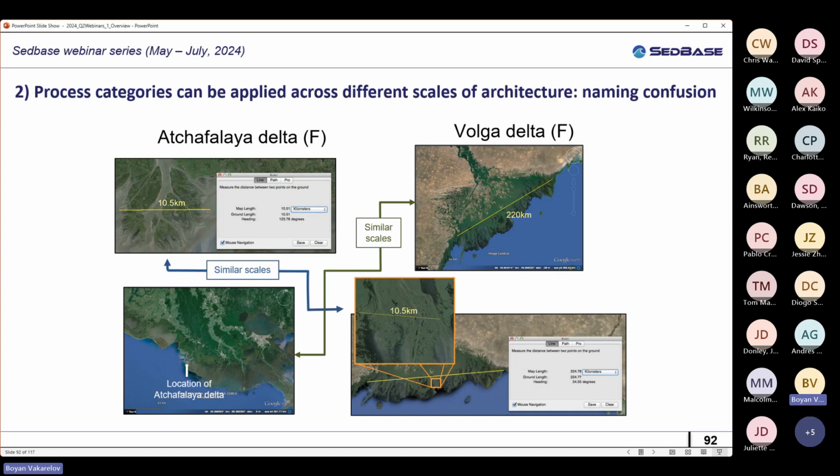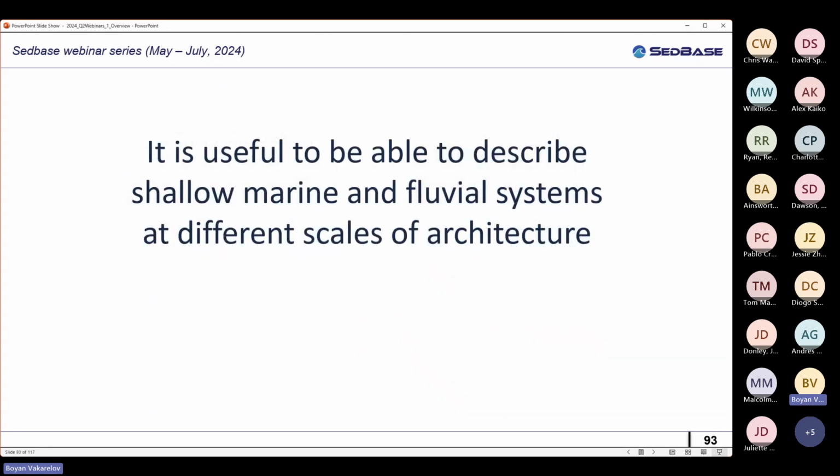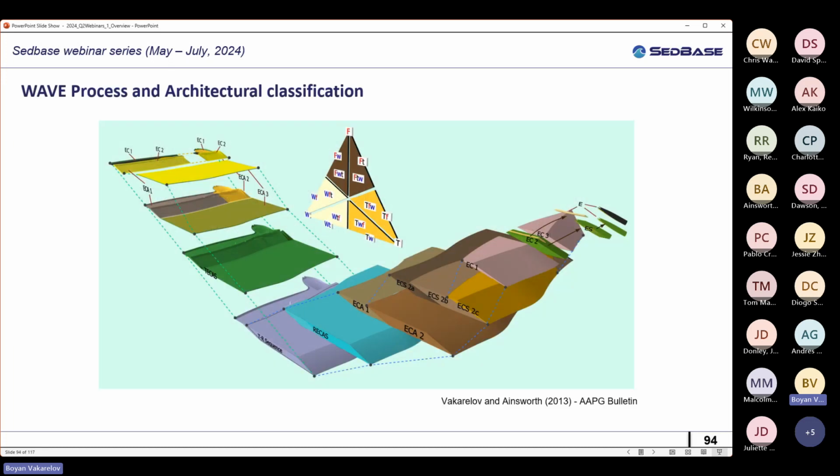So again, a second problem. First of all, processes can change across the same system. And secondly, we need to worry about different architectural scales within the same system to effectively handle them. So it is useful to be able to describe fluvial and shallow marine depositional systems from this architectural standpoint. And this is where the wave process and architectural classification came along.